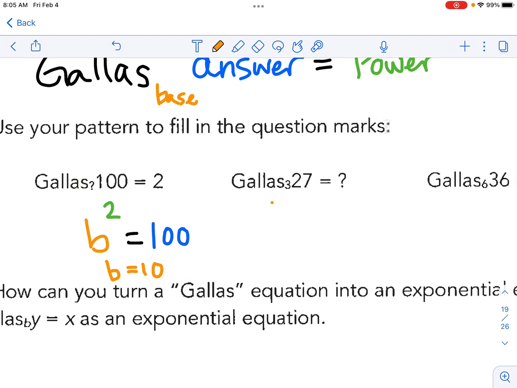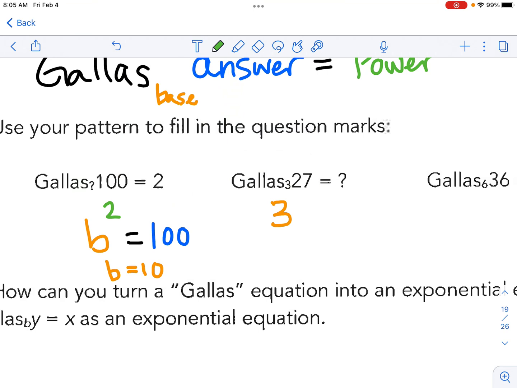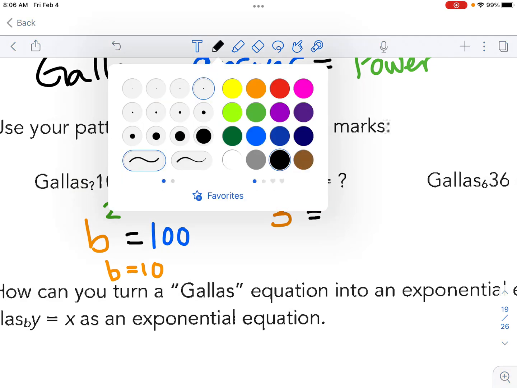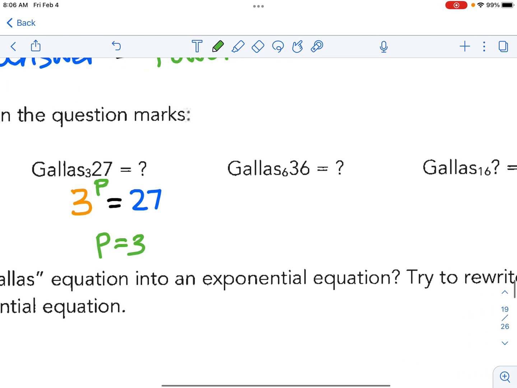Let's take a look at this next one. This base is 3, and we don't know the power, so we'll put the power there. I'm going to hesitate to use the variable x, so let's call the power p. And that equals the answer. So we have the base 3 that equals the answer 27. 3 to what power is 27? That power must be equal to 3.